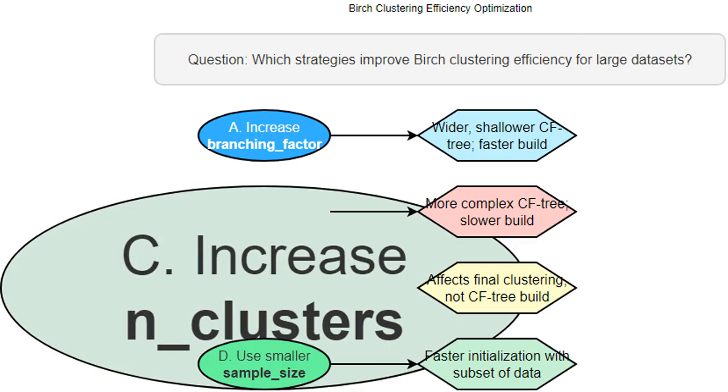Let's talk about the CF tree, which is like a map that organizes the data points. A wider, shallower tree is easier and quicker to build than a narrow, deep one. Just like it is faster to traverse across a wide, short river than a narrow, deep one. This speeds up the entire clustering process.